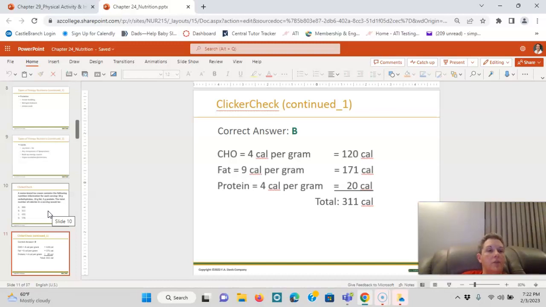And 4 times your 5 grams of protein is 20. So that's how you get that answer. You've got to kind of remember this. That's just one of those things they're going to expect you to know, that fat has a little over double the calories per gram.